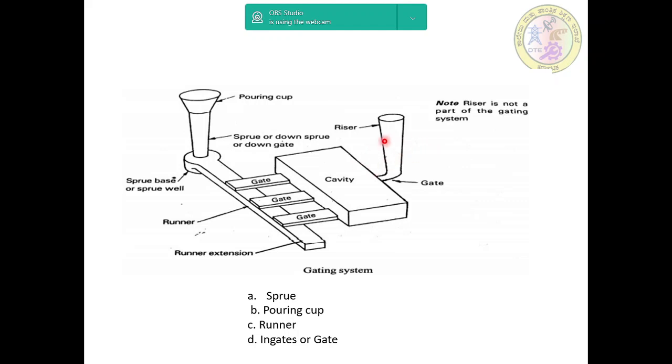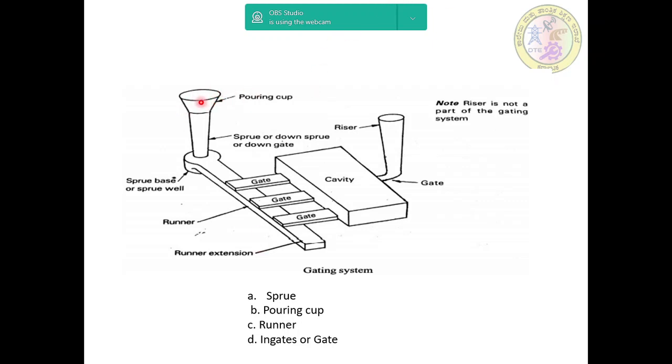This riser is not a part of the gating system. The main gating system includes the pouring cup, sprue, runner, gate, and runner extension. These are the main gating elements. We will discuss them one by one. First we will take the pouring cup or basin.